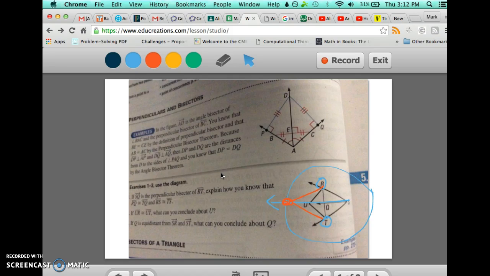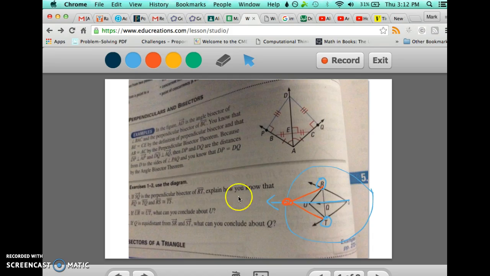And each of those sides has a perpendicular bisector. So every triangle has three perpendicular bisectors. Every triangle has three angles, and each of those angles has a bisector, so every triangle has three angle bisectors. So three perpendicular bisectors, three angle bisectors.